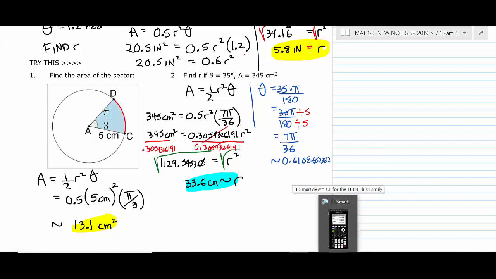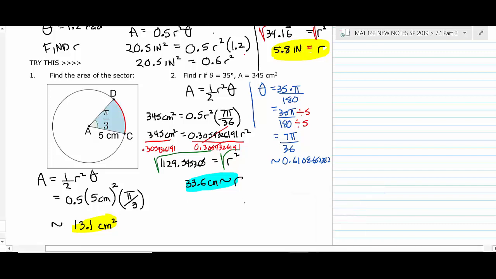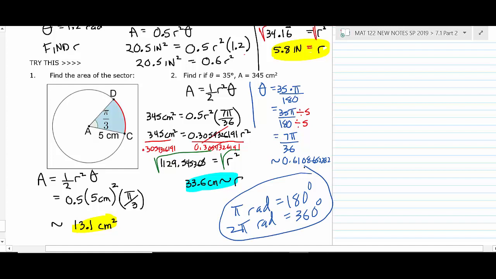There's a lot of information in this part of the section. What you're doing is not that big of a deal. Shouldn't be that hard for you, I don't think. So just remember this. Pi radians is 180, and 2 pi radians is twice that, so it's 360. If you remember that, you can remember how to do a lot of stuff in this section.